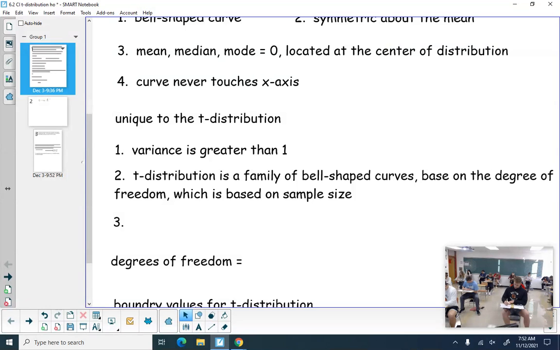Your t-distribution is a family of bell-shaped curves based on a degree of freedom, which is based on your sample size. So what we have is a family of curves based on a degree of freedom. Very complicated mathematical computation. Based on the sample size.